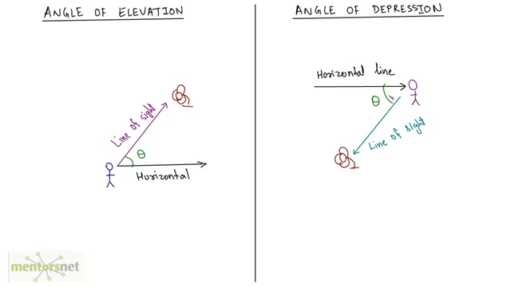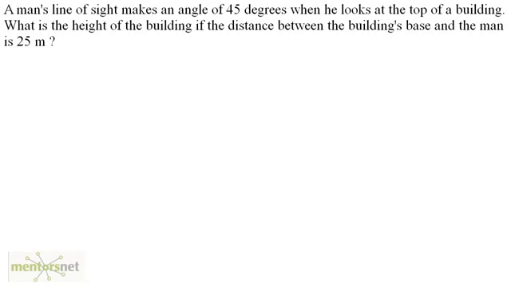Okay, so the concept is pretty simple. When you look upwards, you make an angle of elevation, and when you look downwards, you make an angle of depression, right? Now let us solve a problem. A man's line of sight makes an angle of 45 degrees when he looks at the top of a building. What is the height of the building if the distance between the building's base and the man is 25 meters?